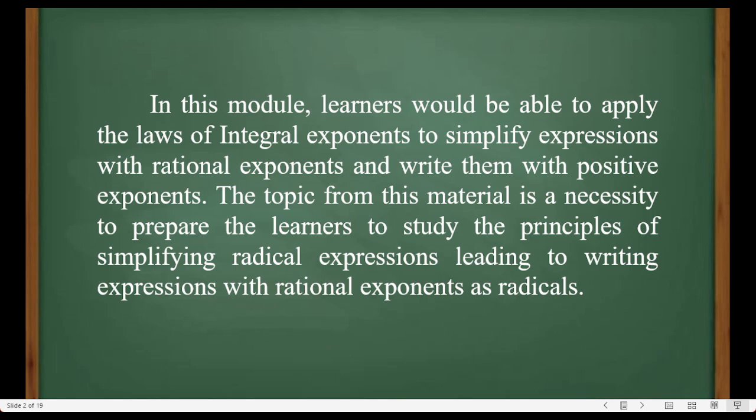The topic from this material is a necessity to prepare you to study the principles of simplifying radical expressions, leading to writing expressions with rational exponents as radicals.